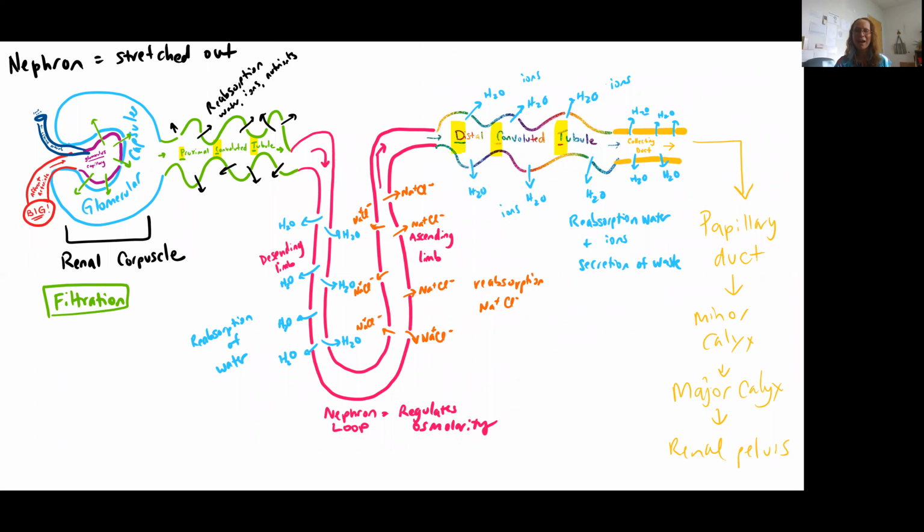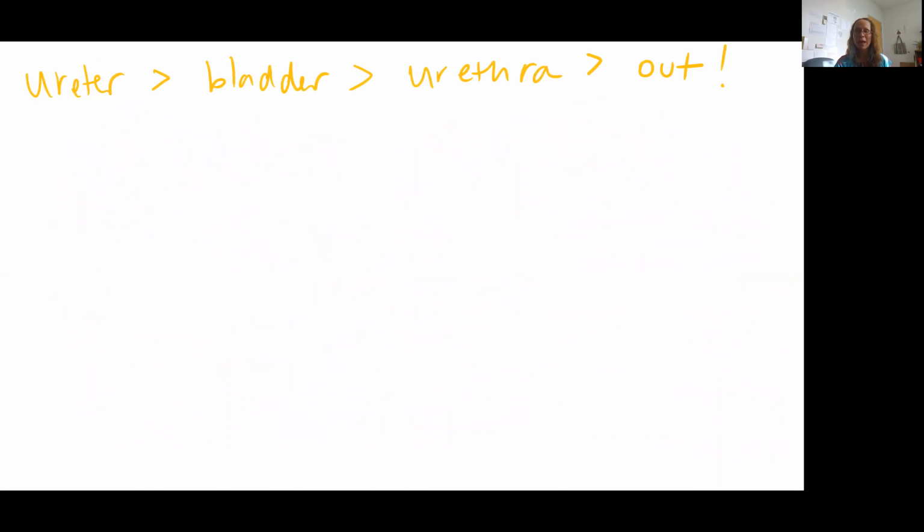So now we can add to that description of the flow of urine. It's going to start as filtrate in the glomerular capsule, move next as tubular fluid to the proximal convoluted tubule, descending limb of Henle, ascending limb of Henle, distal convoluted tubule, collecting duct, papillary duct, and then we get to what we already know: minor calyx, major calyx, renal pelvis, ureter, bladder, urethra, and out of the body.